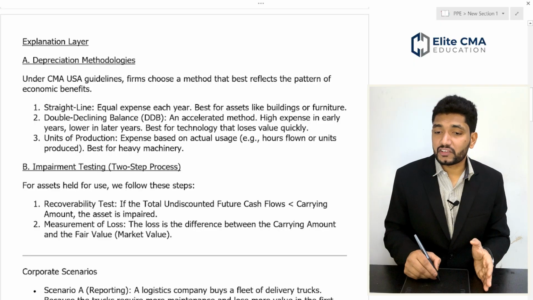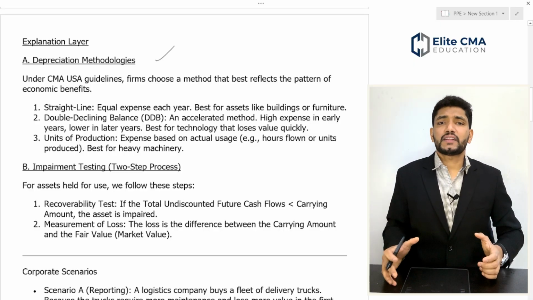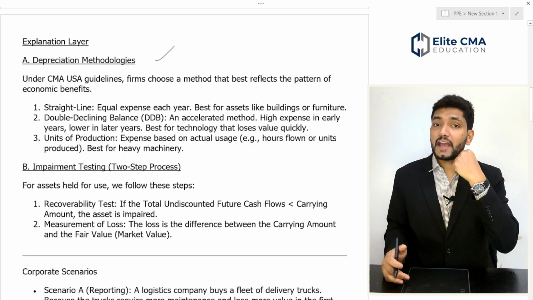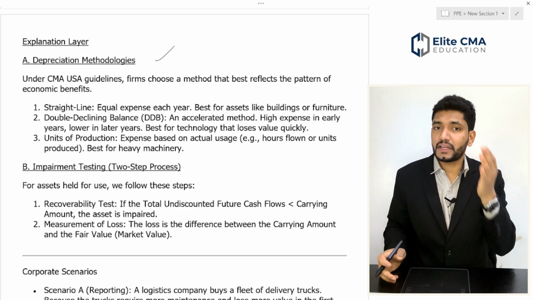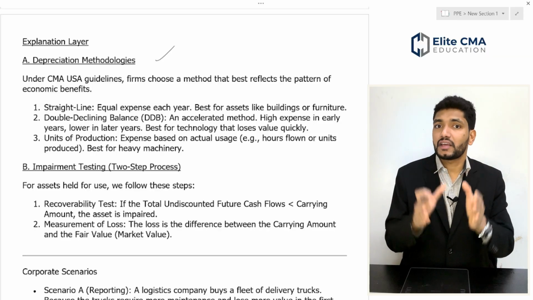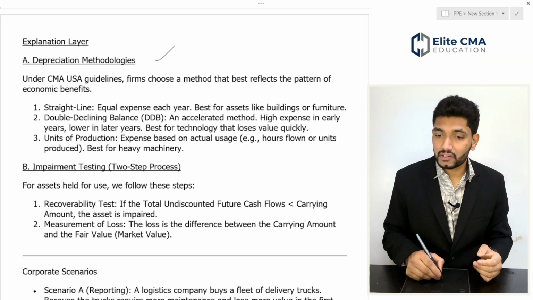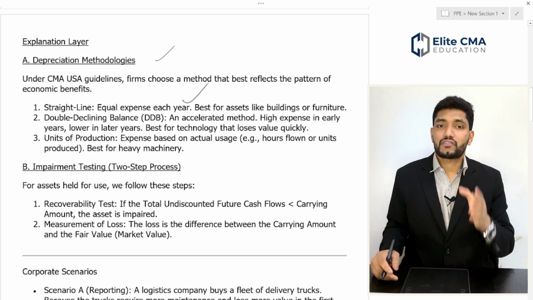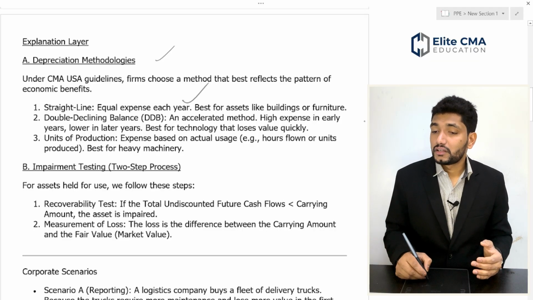First one, the depreciation method. Before choosing the depreciation method, it should reflect the exact business case or economic benefit of that asset. Keep this in mind. So, let us move into depreciation methods. The first one is the straight line method. Straight line method, as we discussed, gives equal expense each year. It is normally used for buildings and furniture.